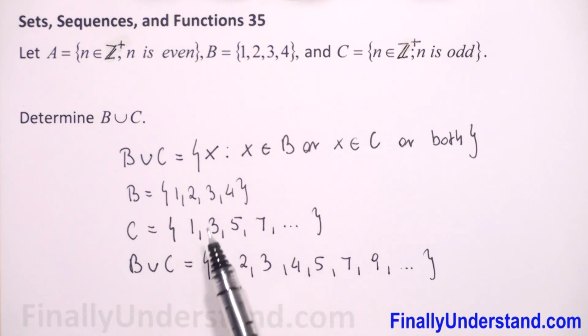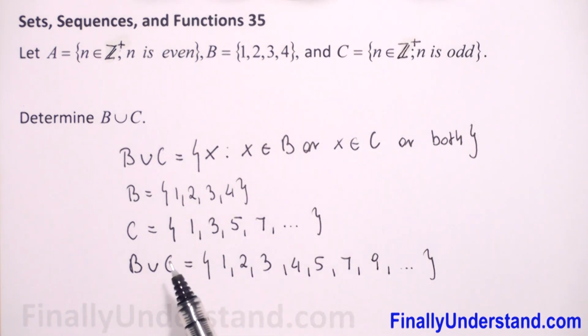We have to put all elements from set B and all elements from set C. And when they repeat, we have to put them only one time. So this is my solution.